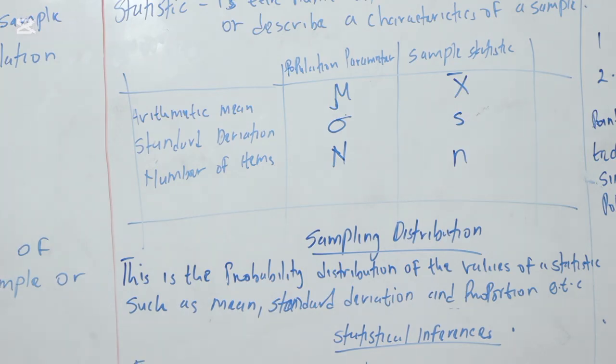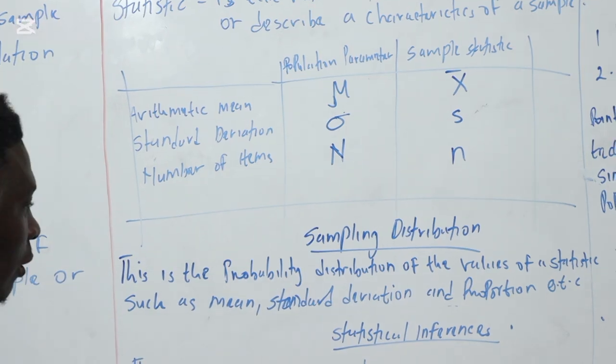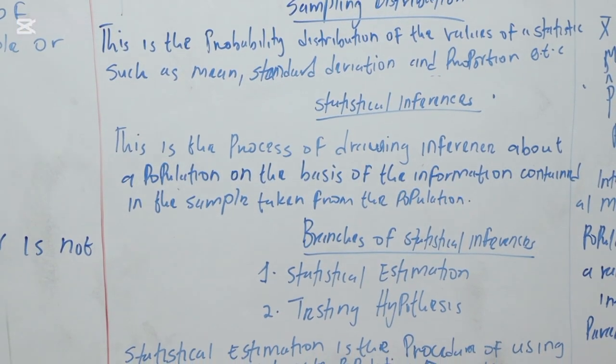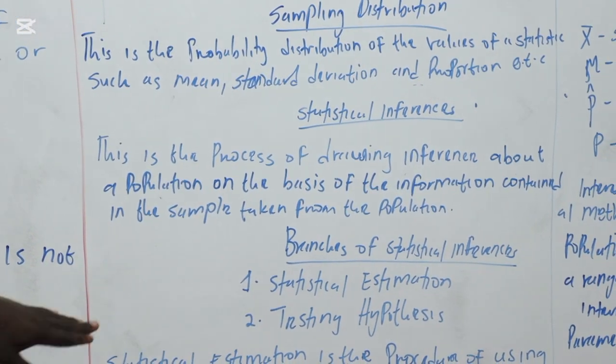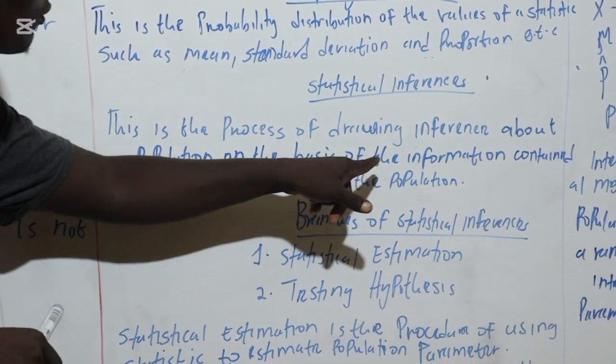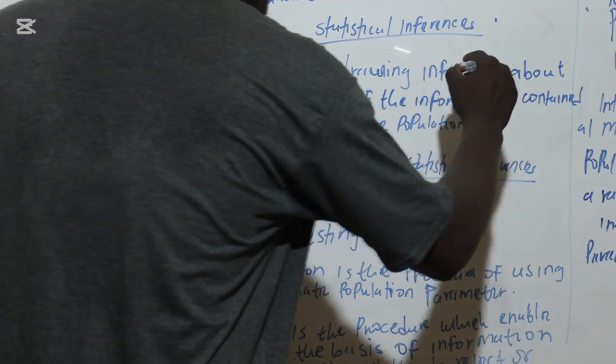Now, statistical inference. This is the process of drawing an inference about a population on the basis of information contained in the sample taken from the population. So this is the process of drawing inference or conclusion.